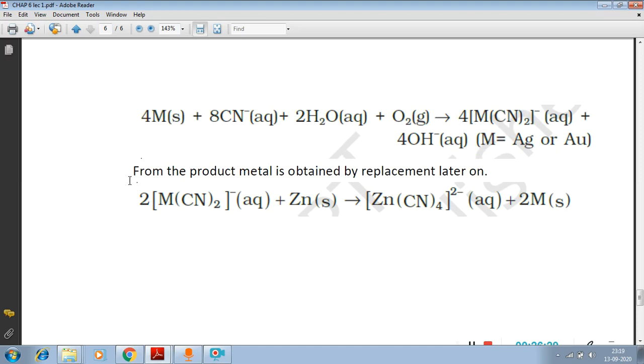Now from the product, this M(CN)2− cyanide complex, the metal is obtained by replacement. So here Zn is replacing the metal. In the next reaction, Zn is replacing the metal, and we are getting here the metal in pure form. So this is leaching of metal.